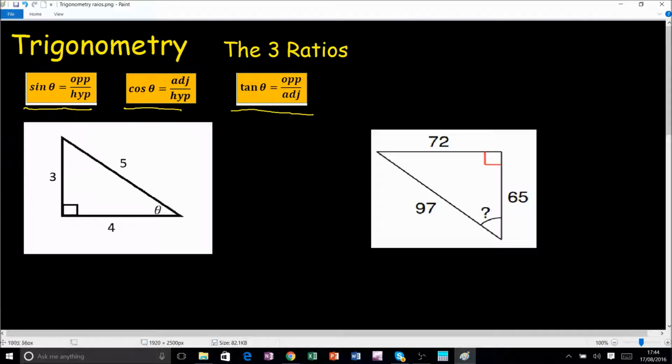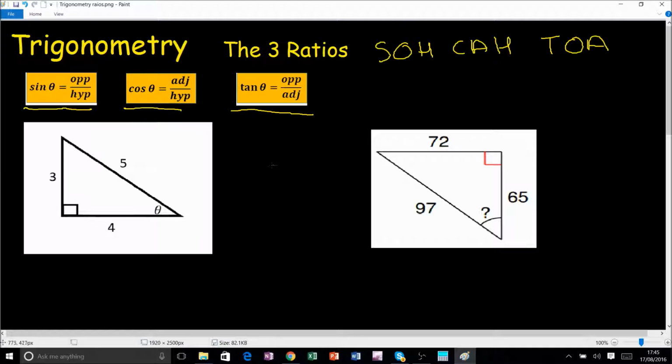Another way people remember these ratios is something they call SOHCAHTOA. So SOHCAHTOA: sine is equal to opposite over hypotenuse, cos or cosine is equal to adjacent over hypotenuse, and the tan is equal to opposite over the adjacent.